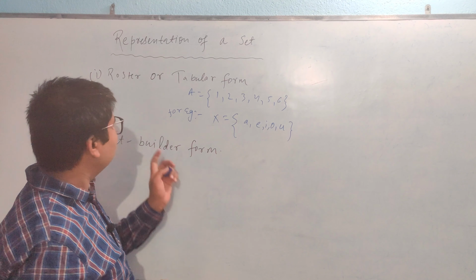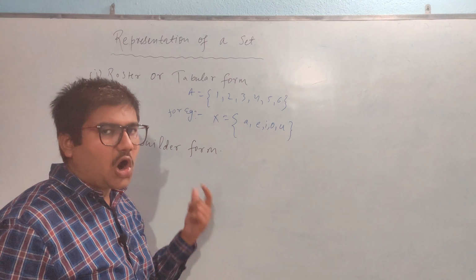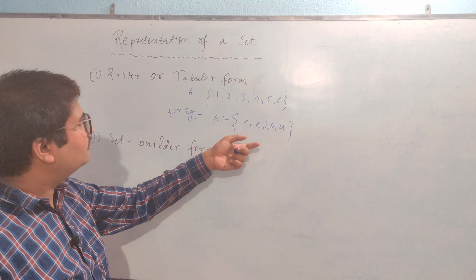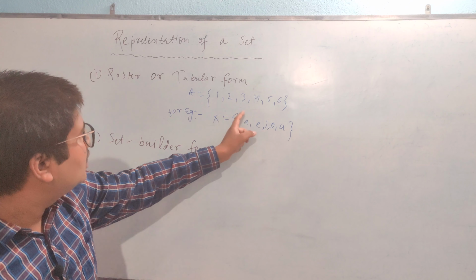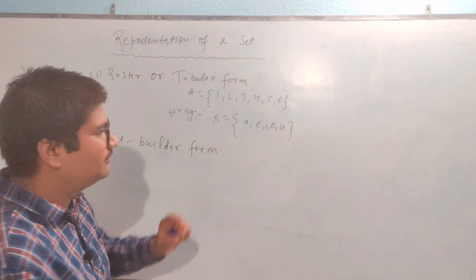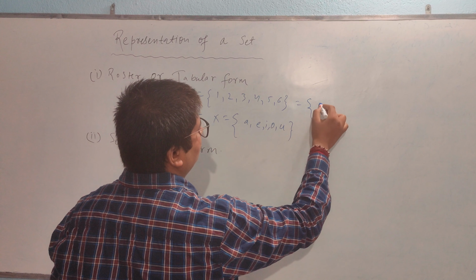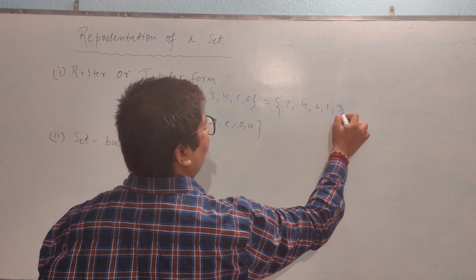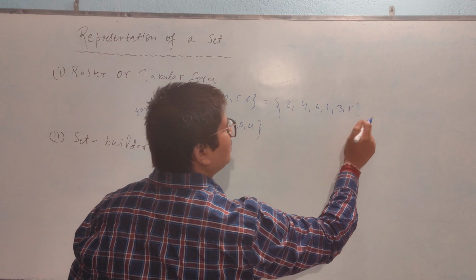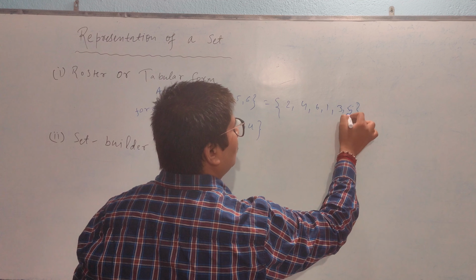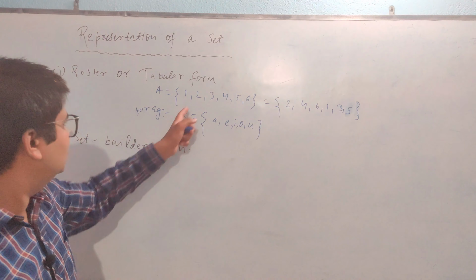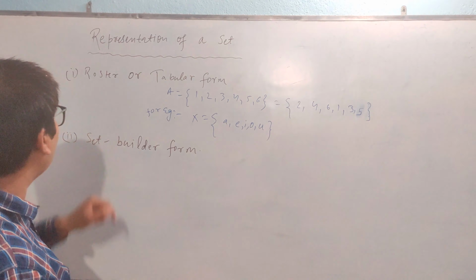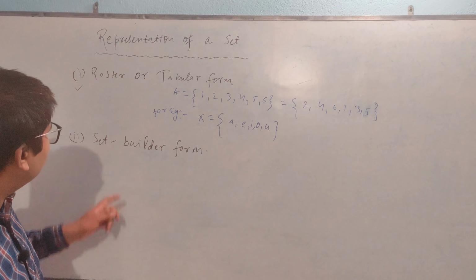And one more characteristic of this roster form is that the order of elements is immaterial, meaning we do not actually have to worry about in which order the elements are listed. This can also be written like 2, 4, 6, 1, 3, 5. This is also the same. Both are the same. So the order of the elements in which they are listed is immaterial in roster form. So we are now finished with roster form.